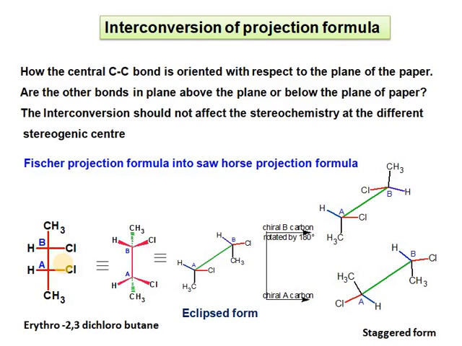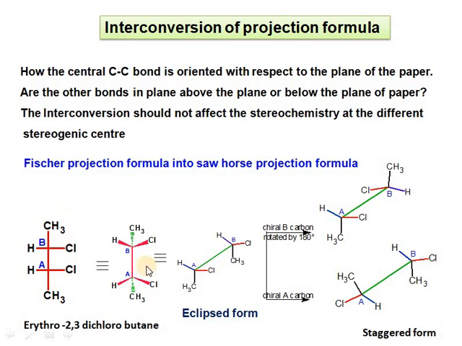These molecules can be represented in a group depending on which molecules are interconvertible. Now these Fischer projections: two similar groups on the same side, the name is erythro. Two similar groups on opposite sides, the name is threo. So the name is erythro 2,3-dichlorobutane. So this formula is a Fischer projection formula.